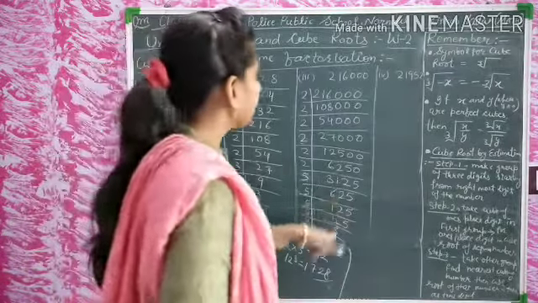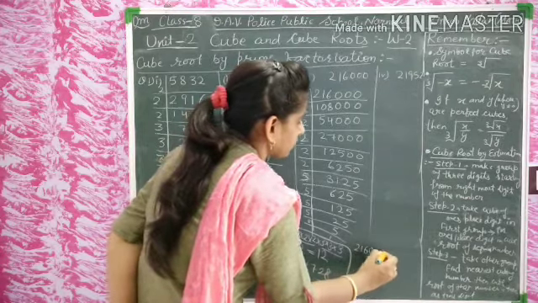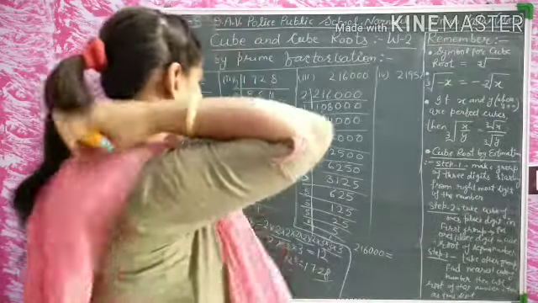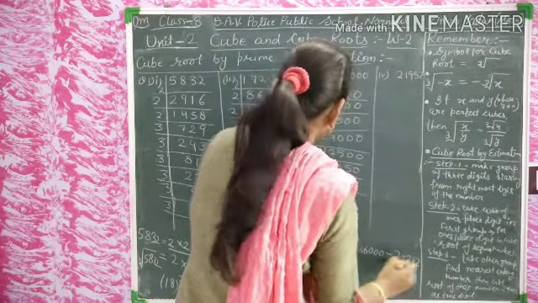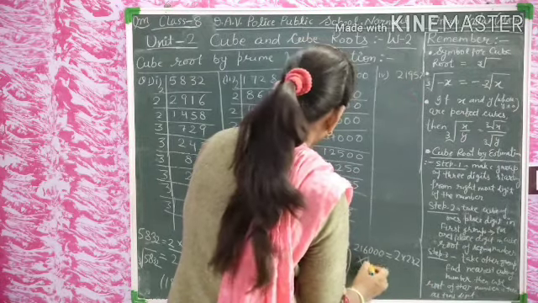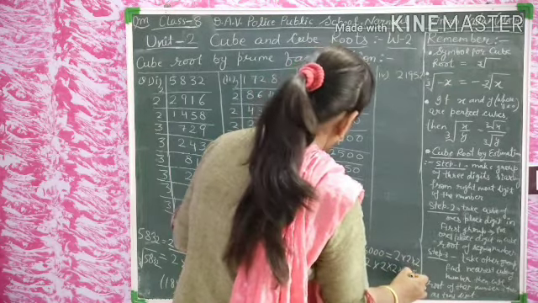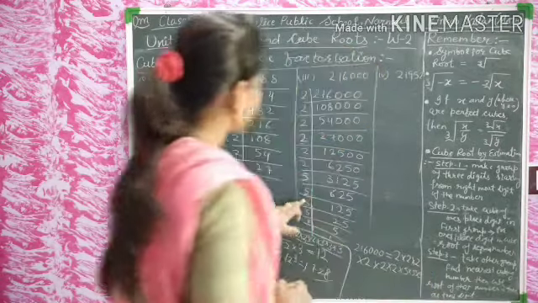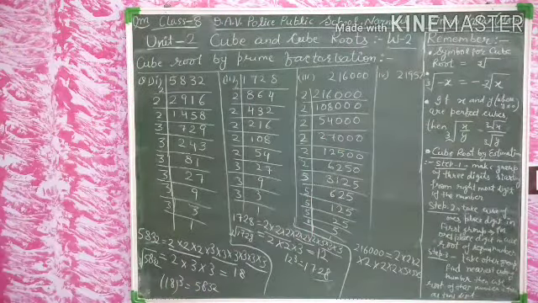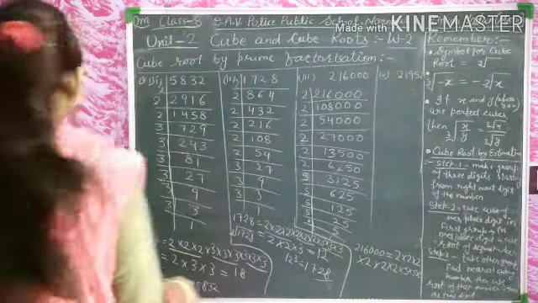Now we will get here the prime factorization of this number as 216,000 equals 2 into 2 into 2 into 2 into 2 into 2 and 5 into 5 into 5. Sorry students, this is wrong here. We are doing it again.